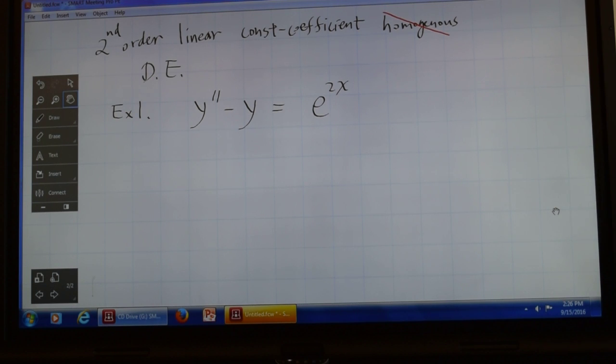E to the x? Okay, well, that's a good start. If you plug the e to the x on the left side, what would you get? Second derivative of e to the x is? E to the x minus another e to the x, you get? 0 on the left side, and that's not going to create e to the 2x. So does anyone have any other ideas?